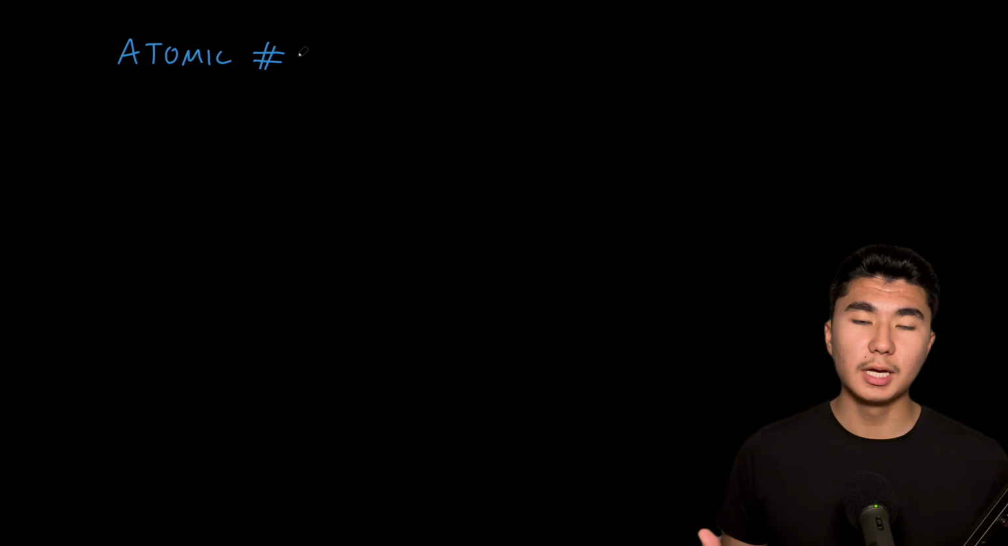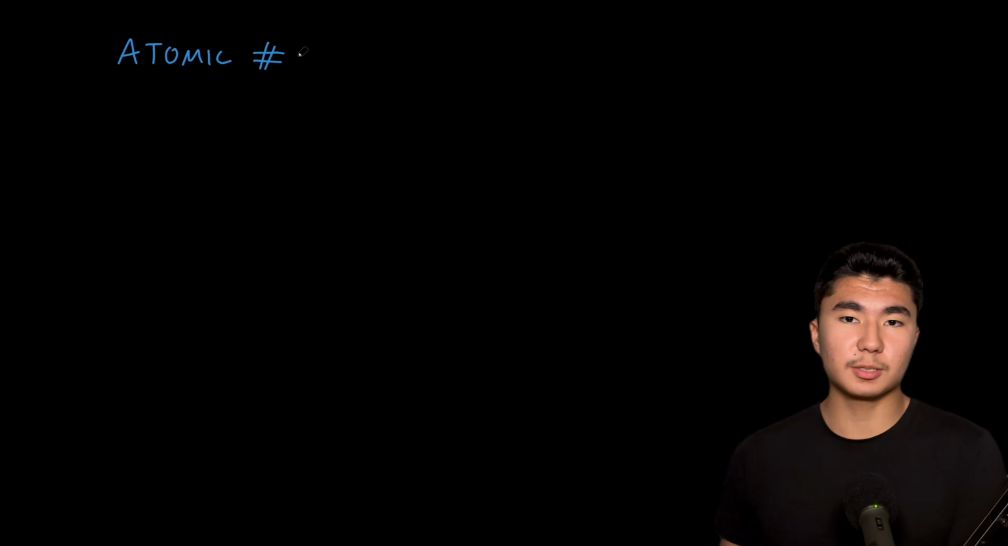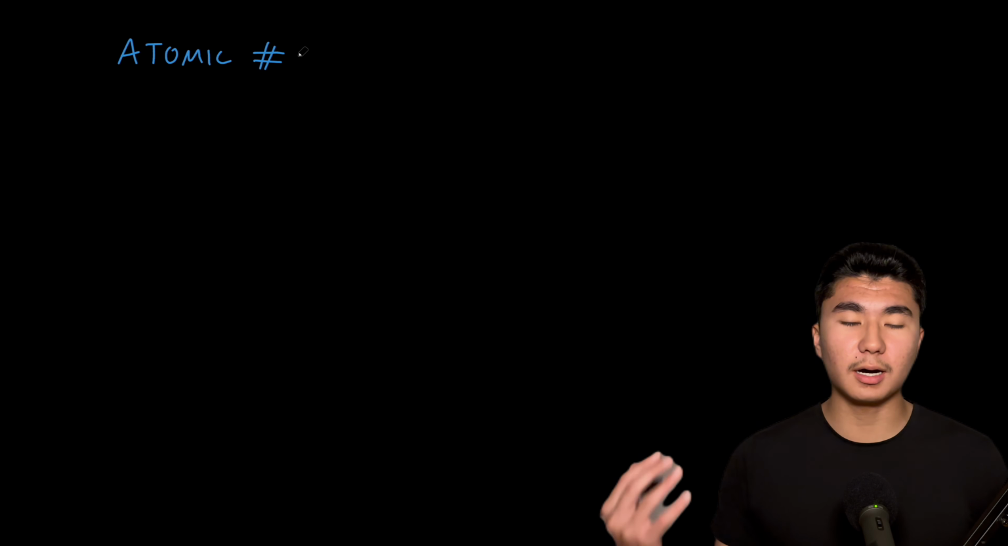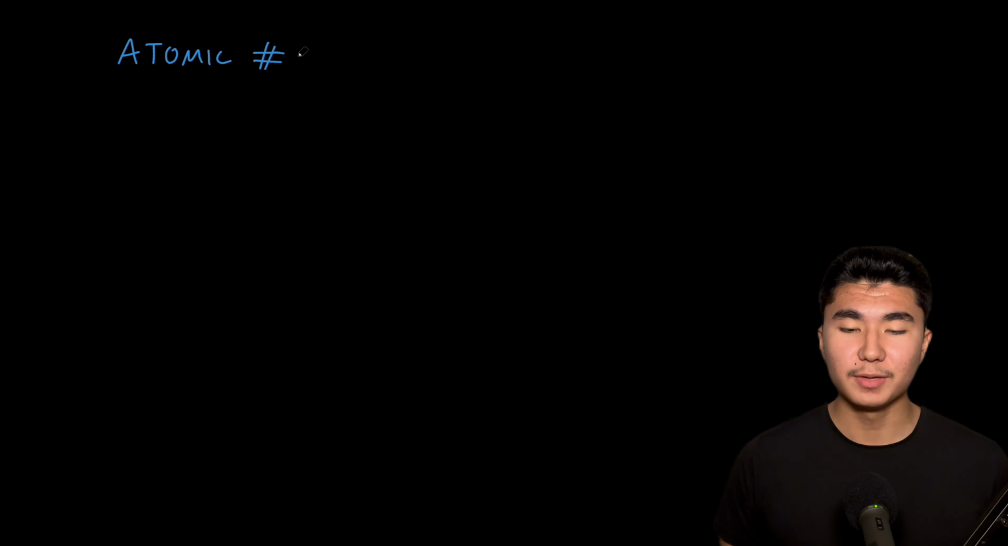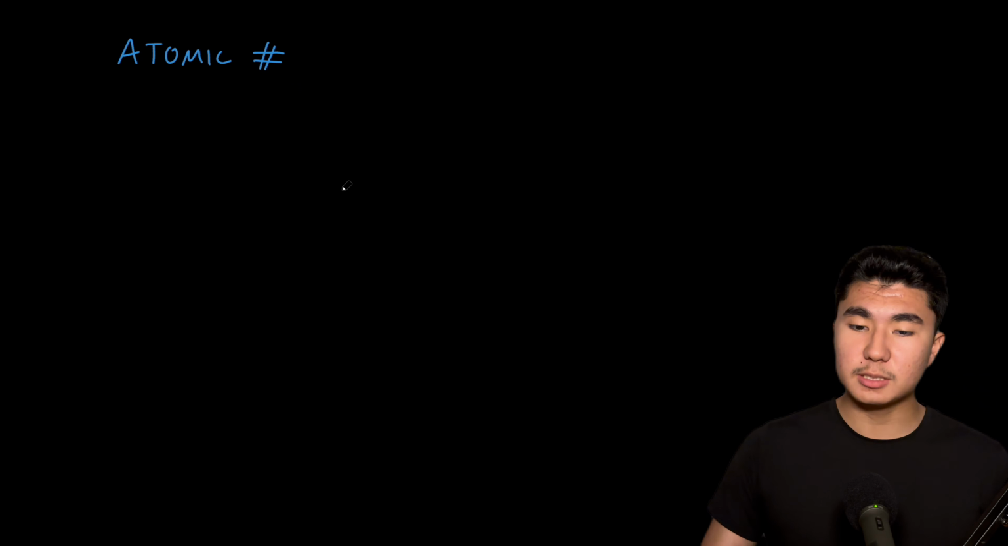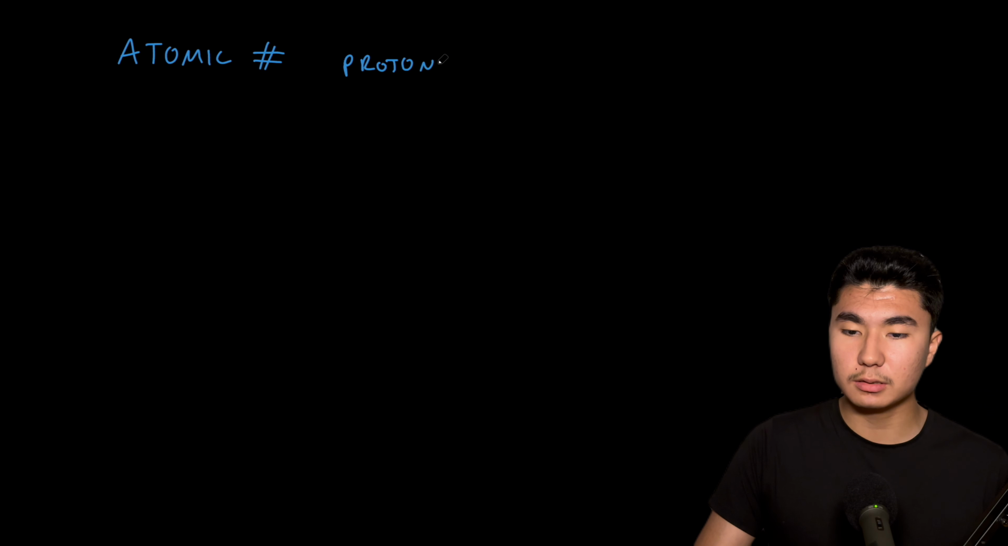So the first thing we need to talk about with atoms and the periodic table is atomic number. Atomic number is one of the biggest things you have to know, not only to solve some of these conceptual questions, but also to understand the periodic table. The atomic number is basically the number of protons in that element.